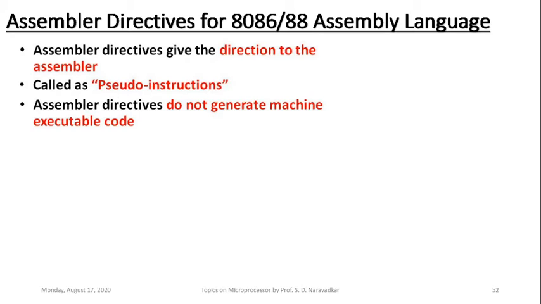So the third point which is clearly stated is that assembler directives do not generate machine executable code. It is just because machine executable code is generated only for the assembly language instructions, only for the mnemonics, and not for the assembler directives here.